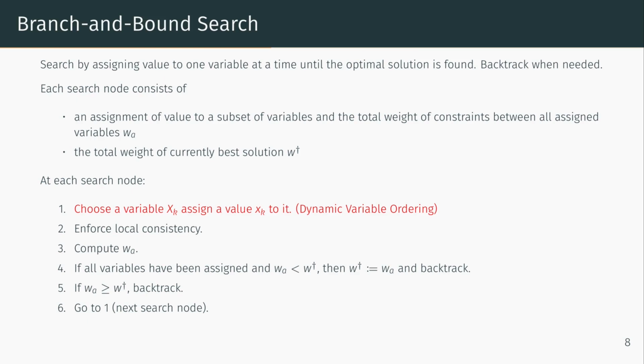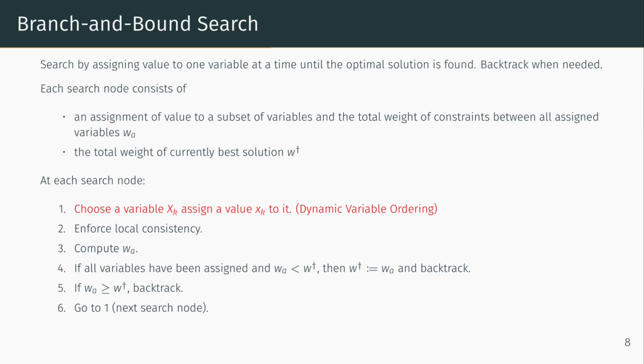At each search node, we have two important variables. One is the total weight of all constraints that are between all assigned variables. So when you have assigned a subset of variables, the total weight of the constraints between them is called WA. And the second variable is the total weight of the currently best solution, W dagger. This is the best solution that we know of from the beginning of the search history up to the current node.